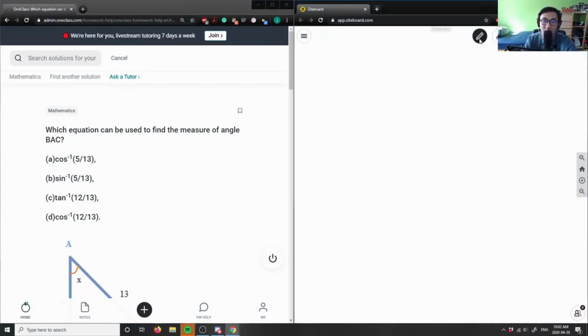It states that it's asking us which equation can be used to find the measure of angle BAC. So let me just take out my tablet real quick. Which equation can be used to find the measure of angle BAC? Let me write this down.